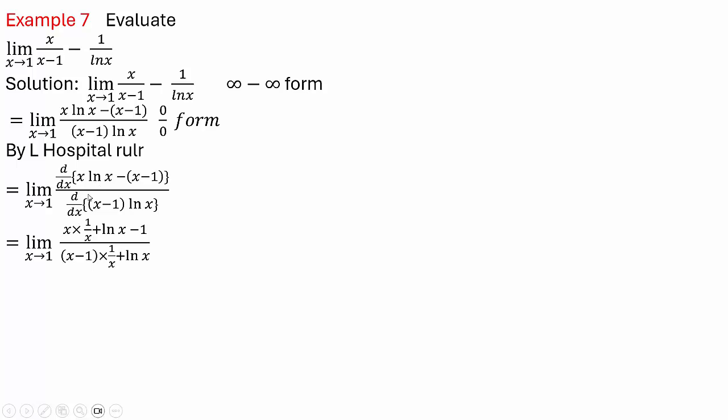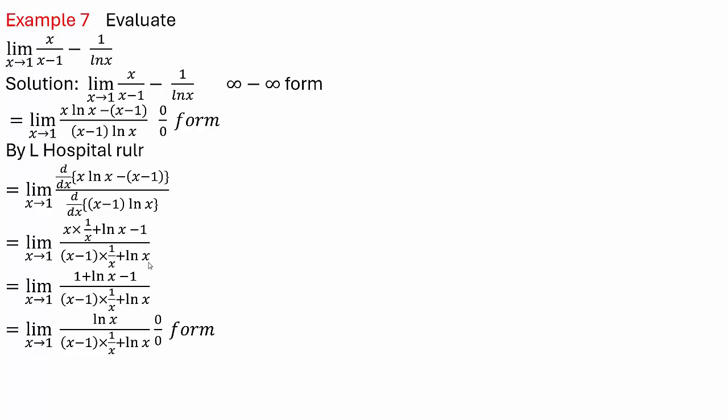x as it is into derivative of log of x is 1 by x plus log of x as it is into derivative of x is 1 minus derivative of x minus 1 is minus 1 divided by x minus 1 into 1 by x plus log of x into derivative of x minus 1 is 1, which can be expressed as limit x tends to 1 of 1 plus log of x minus 1 divided by x minus 1 into 1 by x plus log of x.